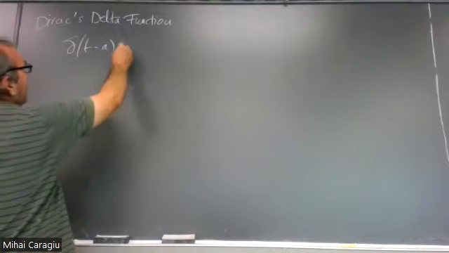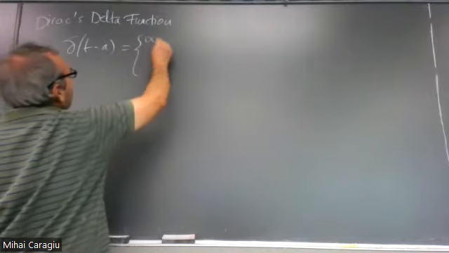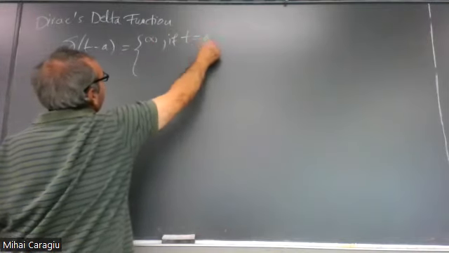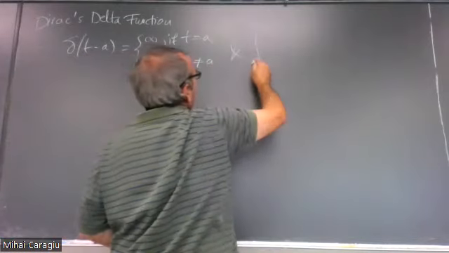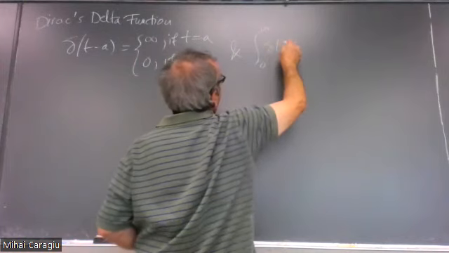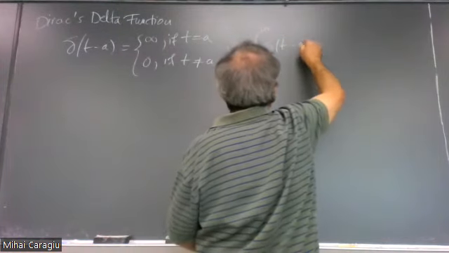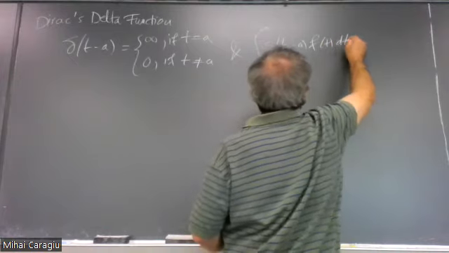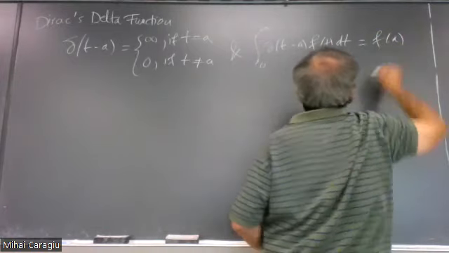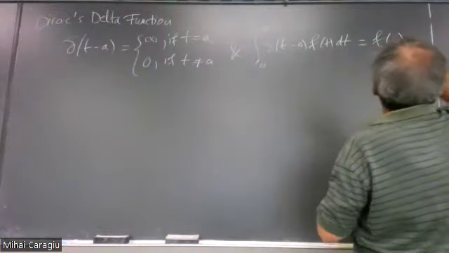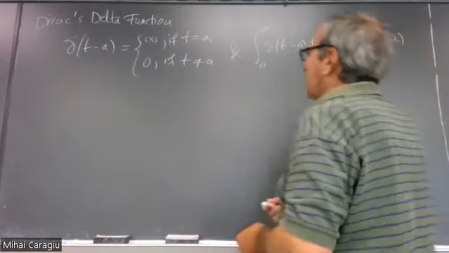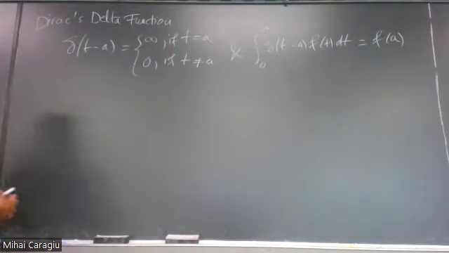Informally, delta of t minus a is infinity if t equals a, 0 if t is not a, and the integral from 0 to infinity of delta of t minus a times f of t dt equals f of a, no matter which smooth test function f of t we pick here. So it does not make sense intuitively, but we want to make formal sense of this.